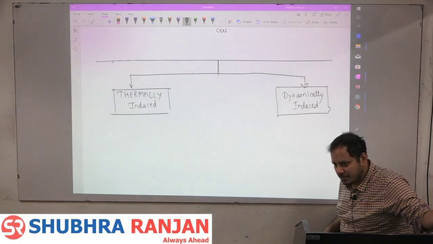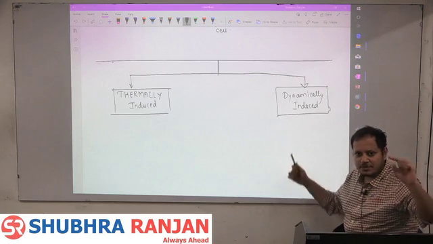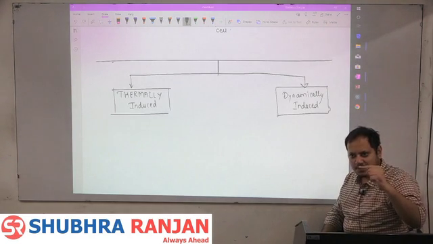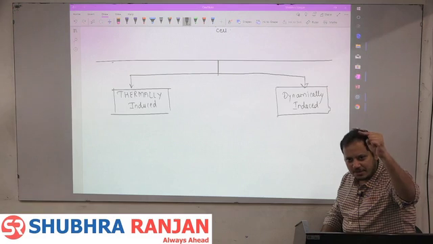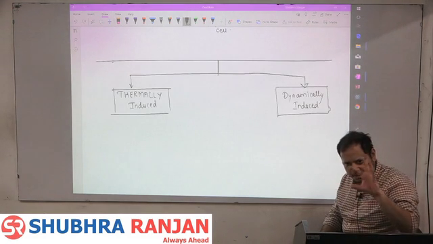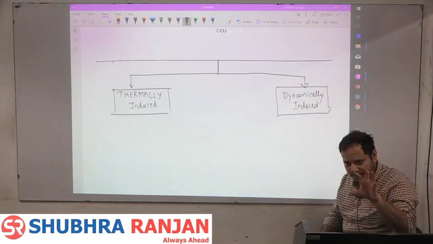Three thermally induced pressure belts and 4 dynamically induced pressure belts. Understanding? So what are the 4 dynamically induced? 2 subtropical high pressure belts, one in the northern hemisphere, one in the southern hemisphere. 2 subpolar low pressure belts, one in the northern hemisphere, one in the southern hemisphere. These are the 4 dynamically induced pressure belts.